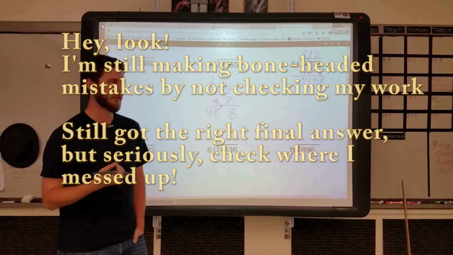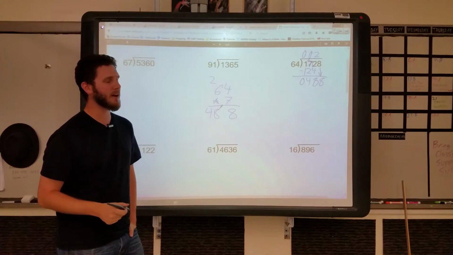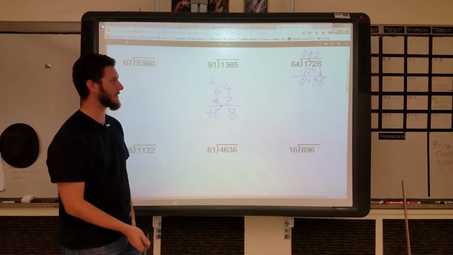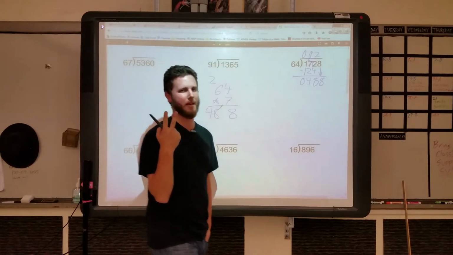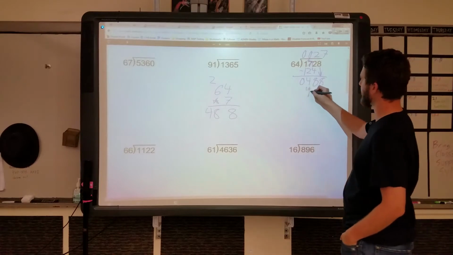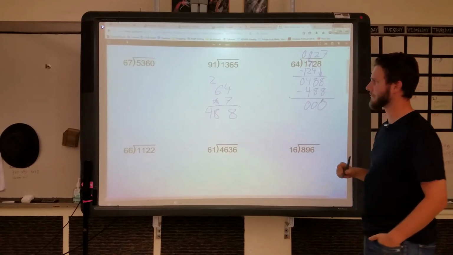Although initially, I just went with 64 times 5, and pretty much knew right away it was going to be 320. It was just a matter of me estimating that it could probably fit 2 times after that. So, I will write my 7 up here, write my 488 down here, subtract, and I'm finished.